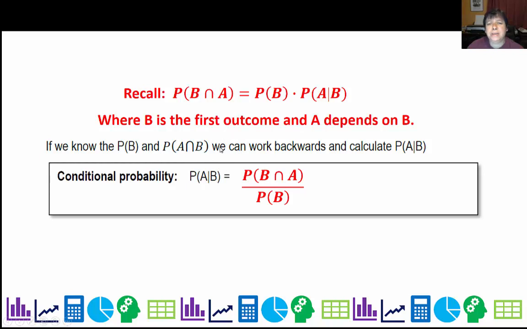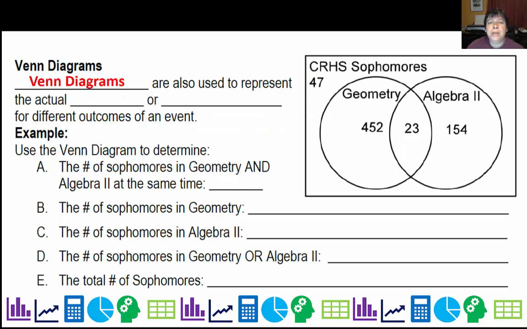All right, so we're going to take a look at some Venn diagrams before we practice with conditional probability. They're used to represent actual counts or percentages for different outcomes. In this case, I have a bunch of sophomores at Cedar Ridge. Some are in geometry and some are in algebra 2. In fact, some students, because they're trying to get on track and get more math credits, take geometry and algebra 2 at the same time. So we're going to determine the number of sophomores in geometry and algebra 2. If you look at this, who is in both of these? The 23 people right there.